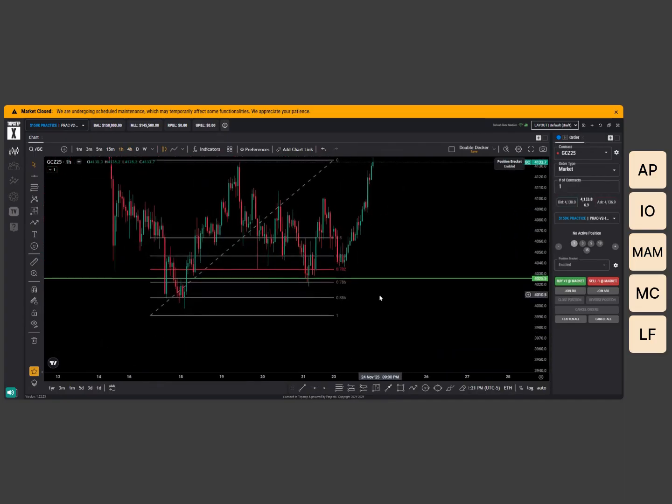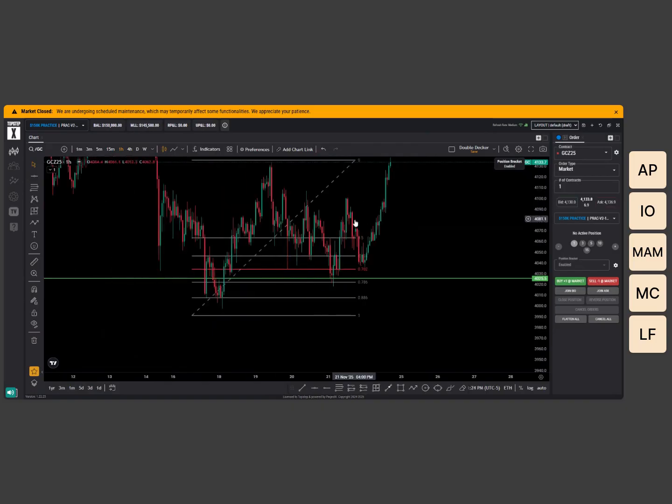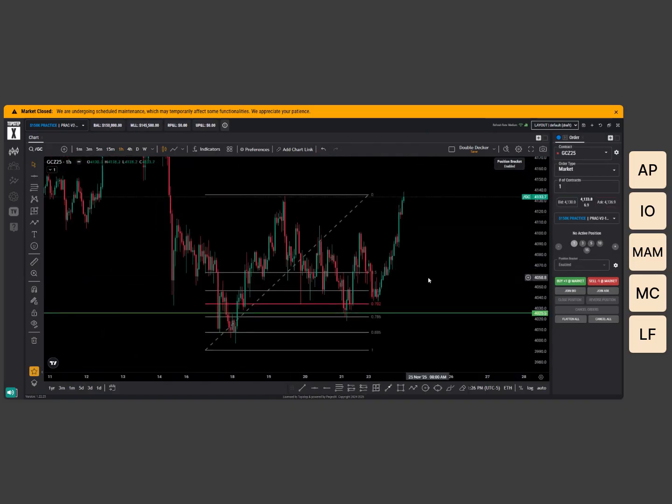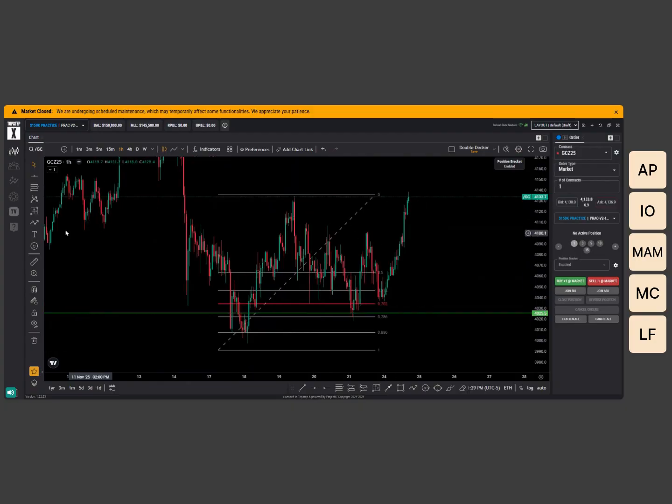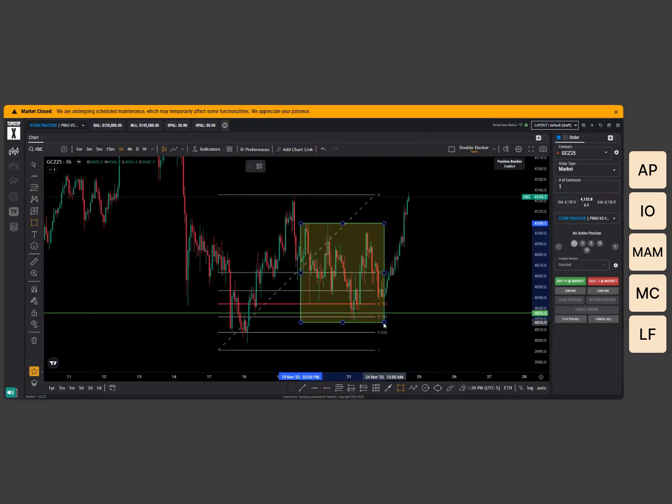Where was it? Boom. So in this scenario, when you see this, you have to understand that if you are entering into a sell, it can still give you a powerful move. However, you have to protect yourself way more.